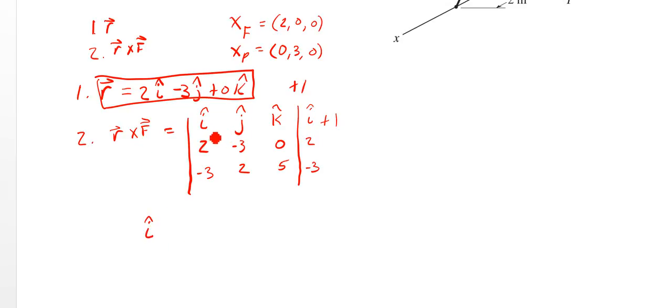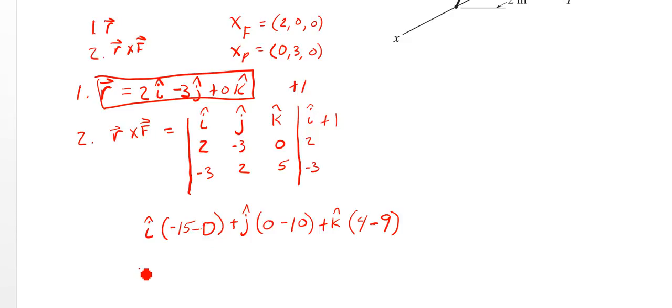So I'm going to have i times, I'm going to pretend to cross out my ijk row and my i column. So we have 2 times negative 3 times 5, which is negative 15, minus 0 times 2, which is 0, plus j. So I'm going to move this way here. I'm going to have 0 times negative 3, which is 0, minus 2 times 5, 10, plus k times 2 times 2, which is 4, minus negative 3 times negative 3, which is plus 9. So with the negative sign from our definition of the cross product, that's negative 9. So if I simplify that out, I get negative 15i minus 10j, and 4 minus 9 is negative 5, so negative 5k.